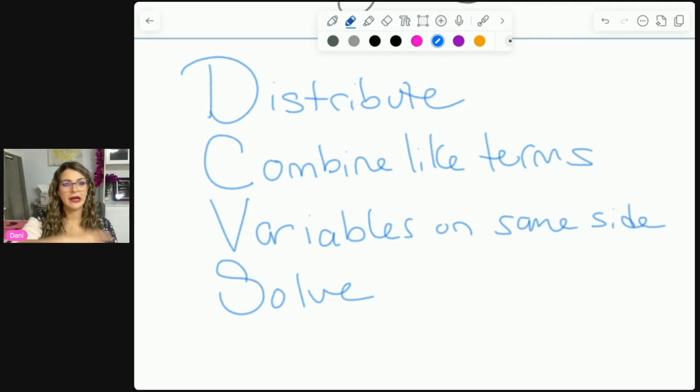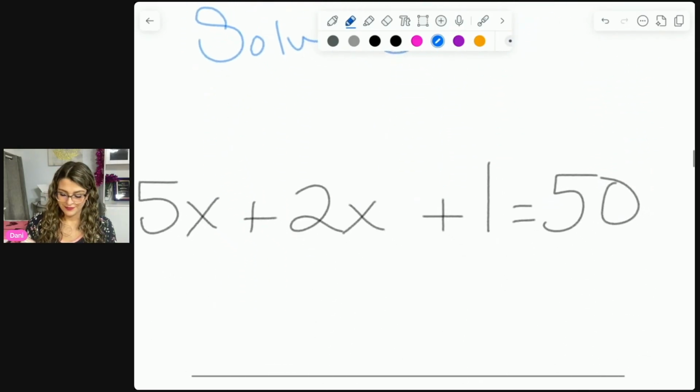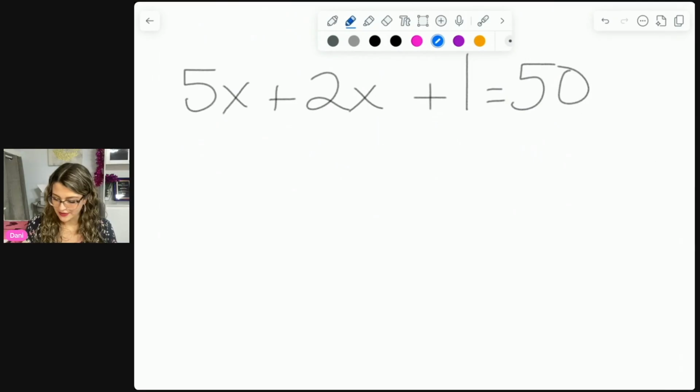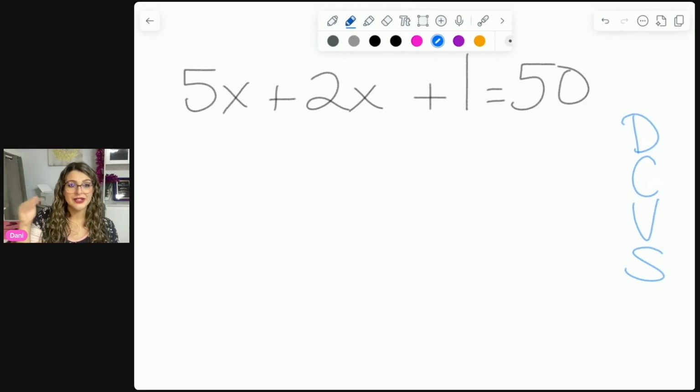And solve, that's just like your backwards PEMDAS, like we were practicing in the 1 and 2 step equation video. When you do those first 3, then you should be to a nice normal 1 or 2 step equation. And then we're in happy land, all right? So take a hot sec, write this down, because this acronym is gonna help you a lot. I'm gonna keep writing the letters next to it to give us a refresher: DCVS, distribute, combine like terms, variables on the same side, and then solve.